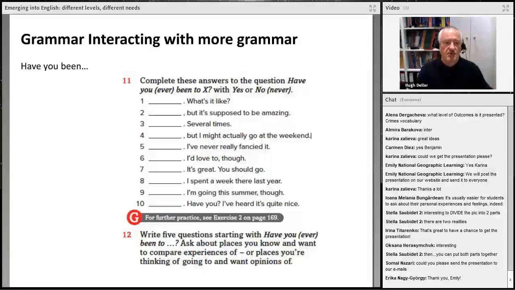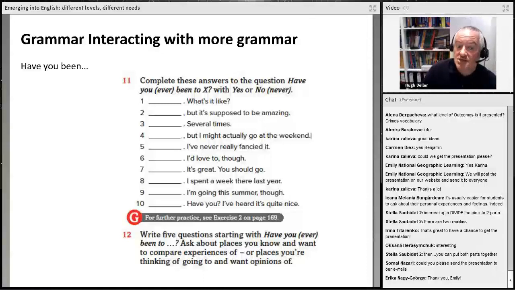In terms of interacting more with grammar, here's an exercise from Intermediate Outcomes where they're looking again at have you ever been to, but what they're doing here is they're seeing how this question, have you ever been to, interacts with other grammatical structures in terms of the way we use it. So at lower levels, you just learn, have you ever been to? Yes, no, okay. What you get here is things like, no, never, what's it like?